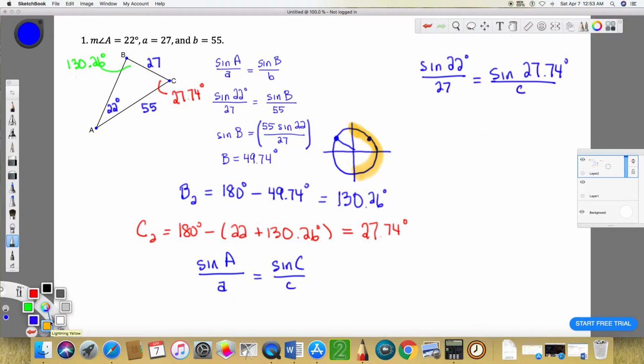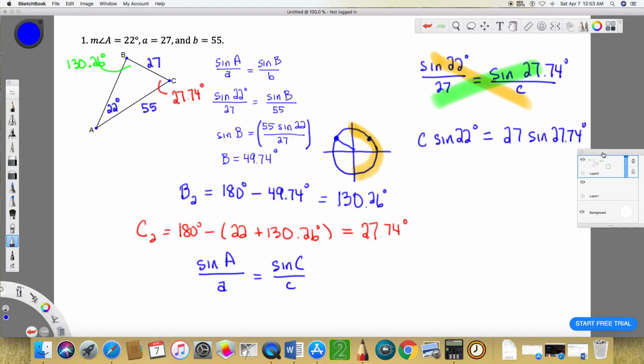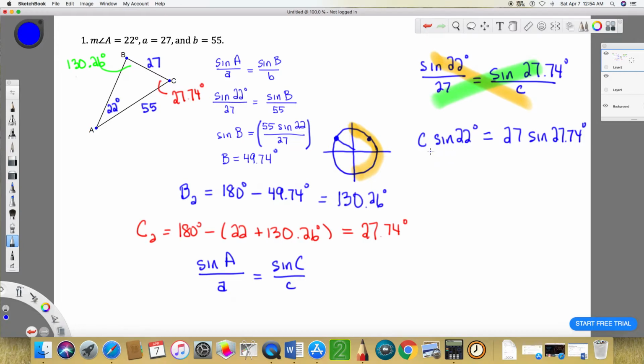So again, we're going to cross multiply. So let's multiply along this diagonal, and then let's multiply along this diagonal. So we've got C times the sine of 22 degrees along the gold diagonal, and 27 times the sine of 27.74 along the green diagonal. To solve for C, let's divide by the sine of 22. And then that way we'll have this length of C.